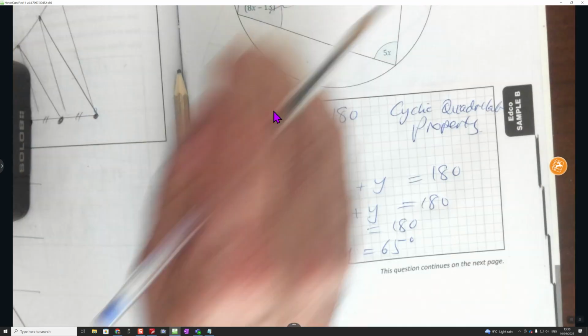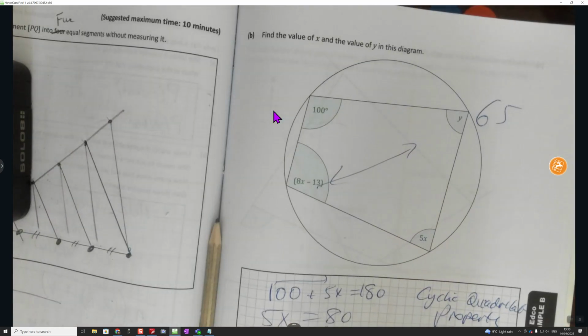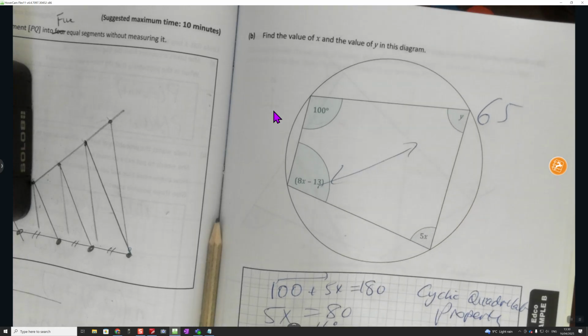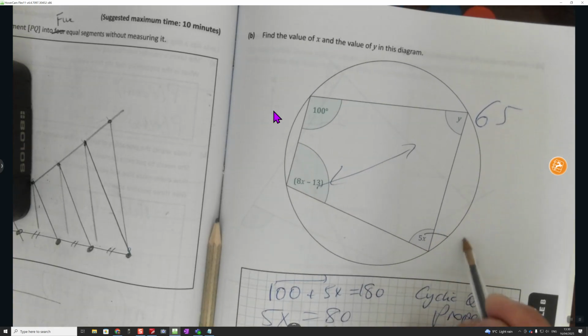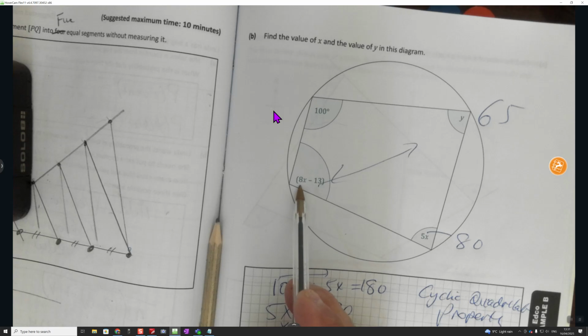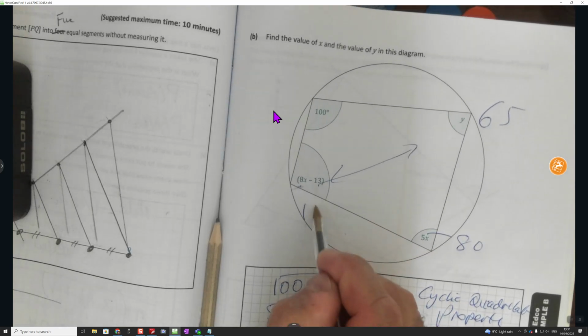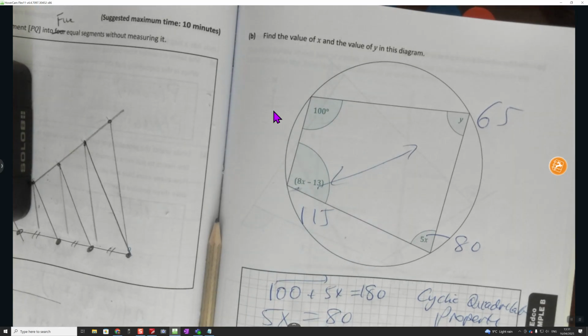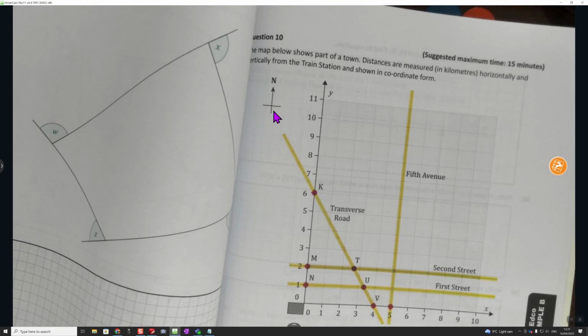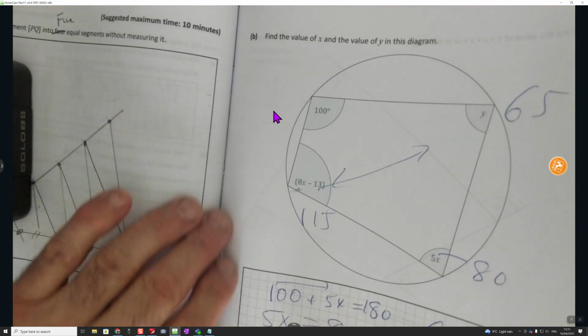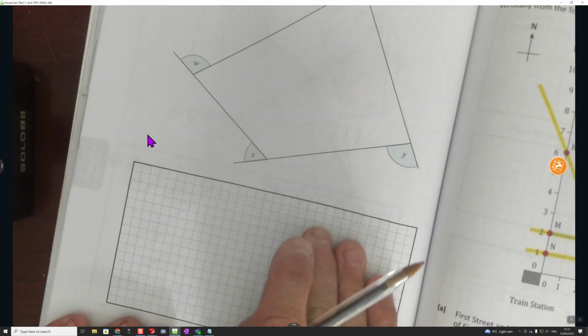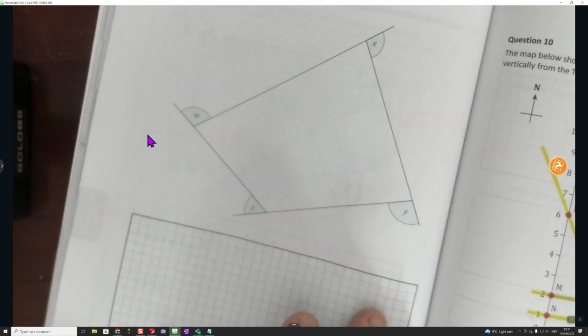And just to be sure, I'll go back to the original question now and fill that in at 65, and fill in this at 80, and I will go with my 128 take 13, which was 115. Yeah, just double checking I haven't made any mistakes. And that should be that. No, there's another part to it. Okay, this is an interesting question.